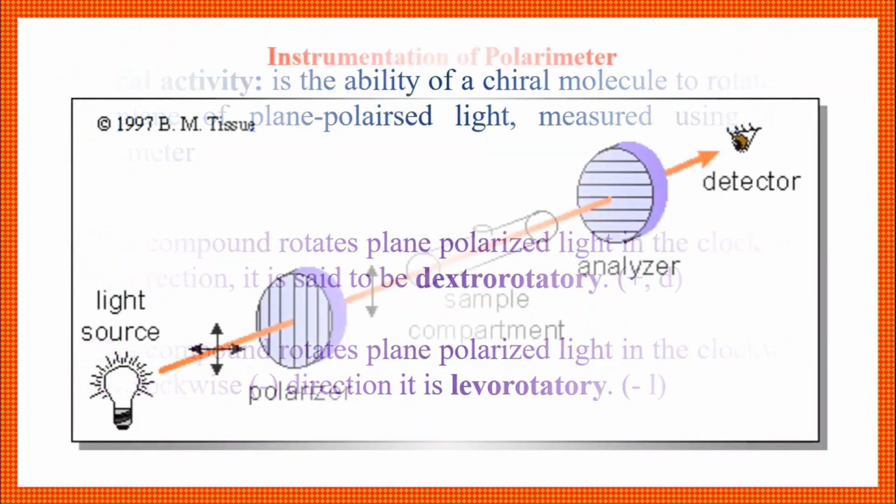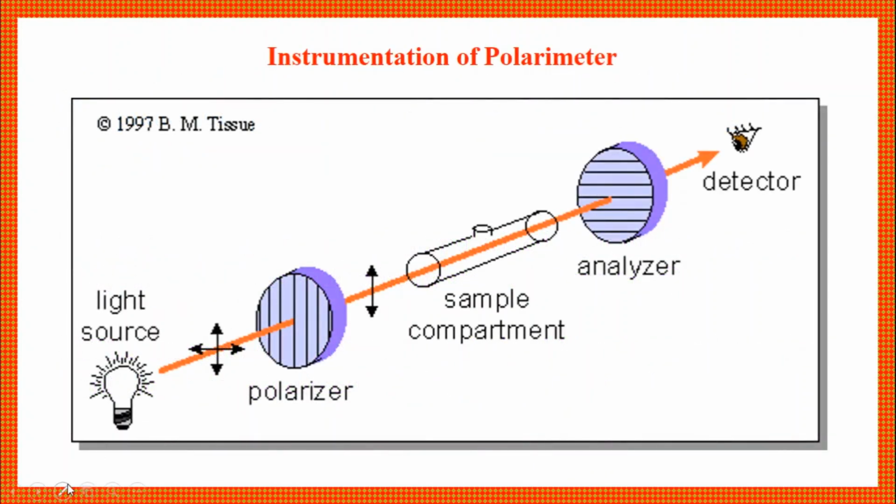Okay, so in the last lecture we had started with the instrumentation of the polarimeter. It consists of a source of ordinary light vibrating in different directions, a polarizer and analyzer, and a sample compartment, with one detector. When you pass this ordinary light, vibrating in different directions, through the polarizer, you get a single beam of light. This single beam of light is called plane polarized light.